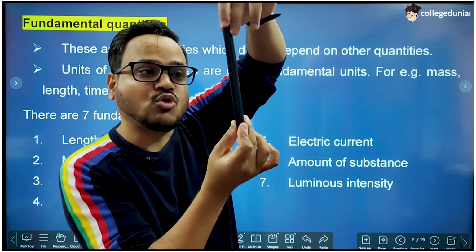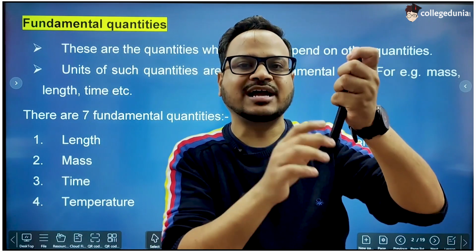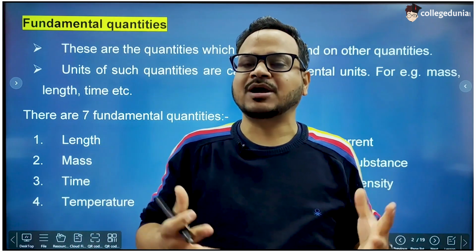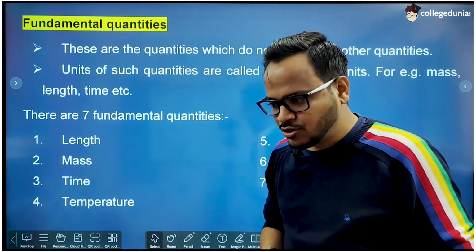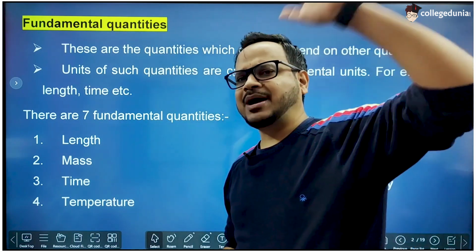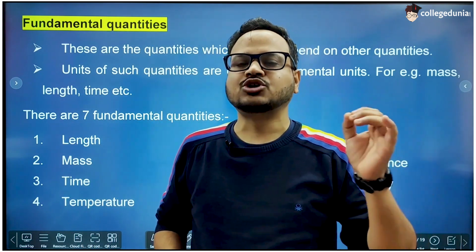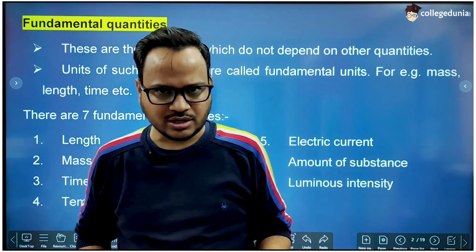But the mass of this whole body remains the same. If you add the masses of those two parts, you will get the same value, the mass of this body. So mass does not depend upon other factors. So mass is a fundamental quantity, right? Quantities which depend upon other quantities are called derived quantities, and quantities which do not depend upon other quantities are called fundamental quantities.